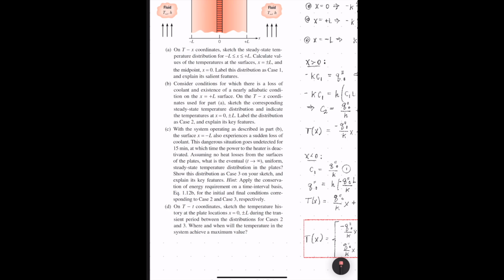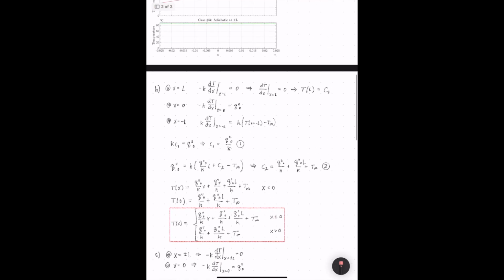Part B says consider conditions for which there is a loss of coolant and existence of a nearly adiabatic condition on the x equals plus L surface. On the T-x coordinates used for part A, sketch the corresponding steady-state temperature distribution and indicate the temperatures at x equals 0 and plus or minus L. Label the distribution as case 2 and explain its key features. So, part B says that now we only have a convection condition on the minus L side, and on the x equals L side, we have an adiabatic condition.